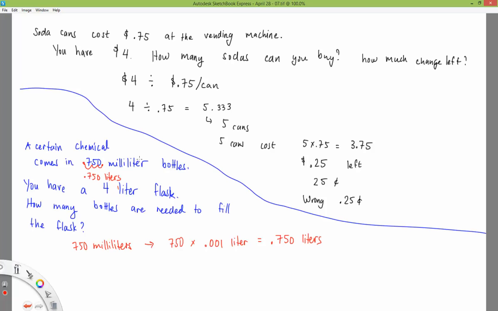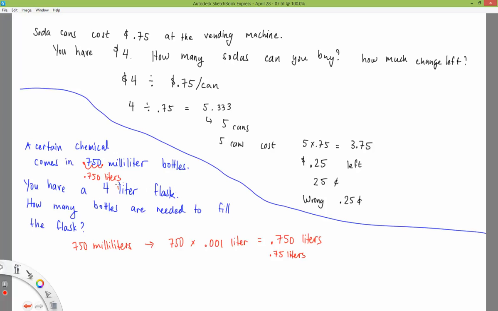Does that feel okay? Yeah? Okay. And you can drop the 0, exactly. So 0.750 is exactly the same as 0.75 liters. We will talk in the future about significant digits, and it might make a difference whether to keep that 0 or not. But for now, we can treat them the same. So 750 milliliter bottles is equivalent to 0.75 liters. Is that okay?